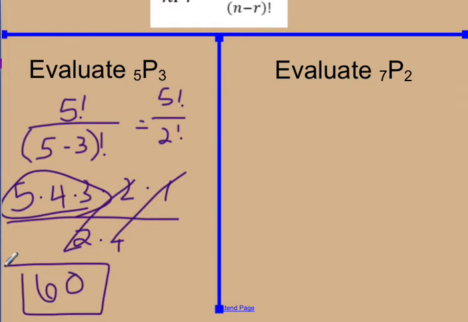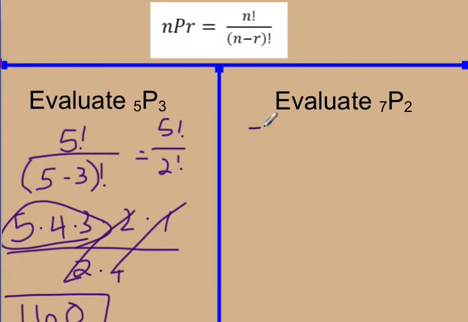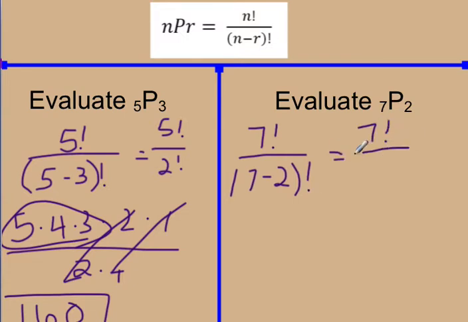Now let's take a look at number 6. So for number 6, we have 7P2. So on the top, we're going to have 7 factorial. And on the bottom, it's going to be the difference between the two, 7 minus 2. Well, 7 minus 2 is 5. So I'm going to have 5 factorial on the bottom. So let's start by writing 7 factorial on top.